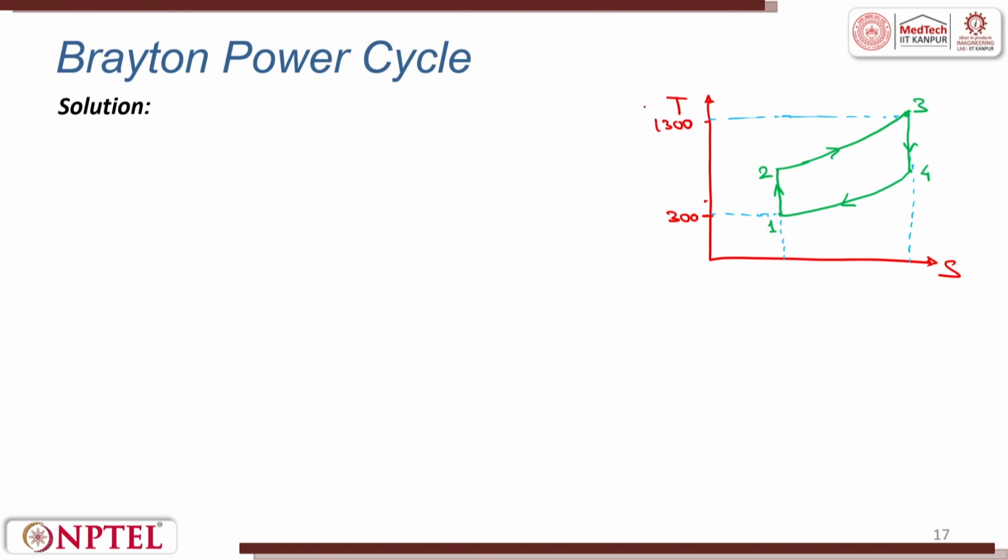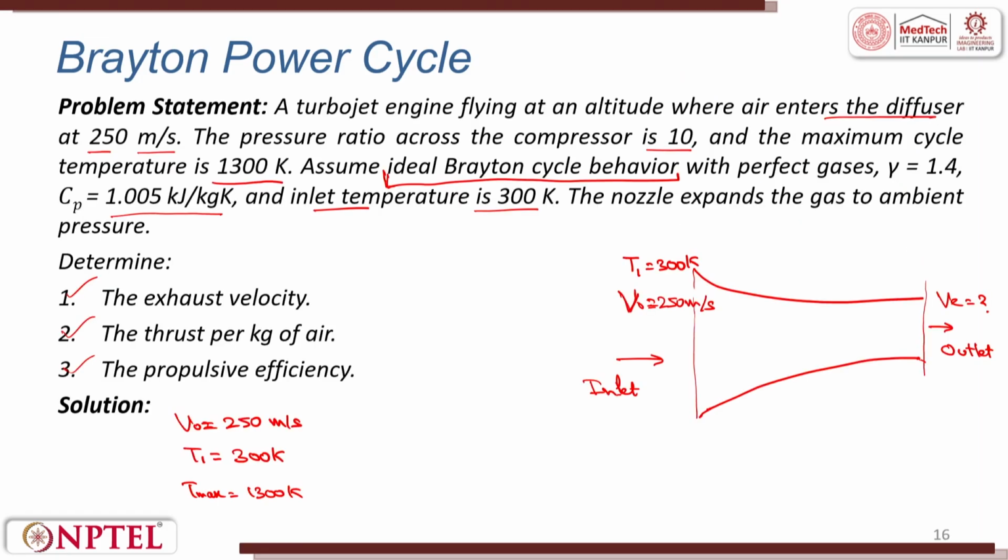This temperature is all in Kelvin. Now this maximum temperature is our temperature T3, and we have been given gamma as 1.4 and Cp, that is specific heat at constant pressure process, that is 1.005 kilojoules per kg Kelvin, and pressure ratio across the compressor is given as 10, that is Rp is equal to 10.